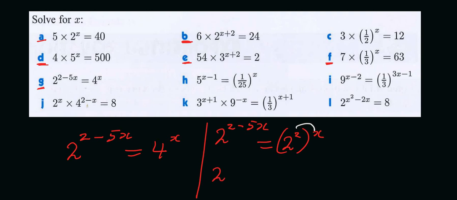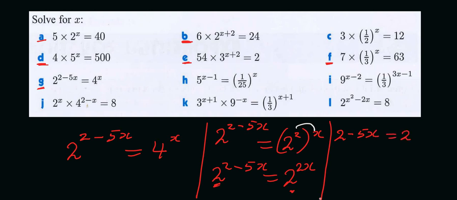So this will become 2 exponent 2x minus 5x equal 2 exponent 2x. So now we have the same base on both sides, 2 and 2. So now we can equate the exponents. So 2 minus 5x is equal to x.